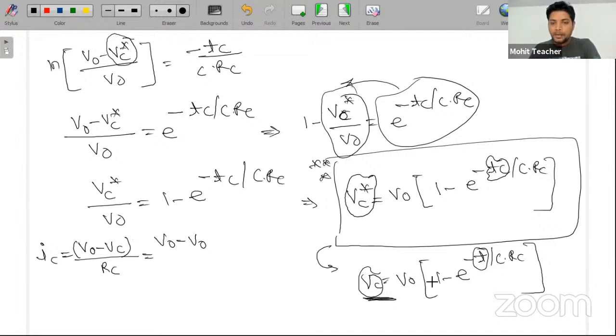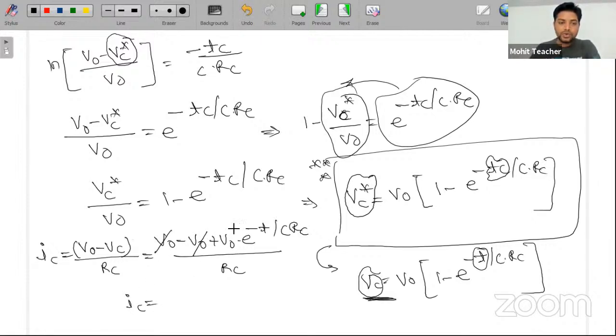Okay, so this will be minus and minus over here, so that will become plus. So this is plus V naught into e to the power minus T by CRC, upon RC. Fine, so this is V naught minus V naught plus V naught cancel out. What will be the remaining? IC will be equal to V naught into e to the power minus T by CRC upon RC.